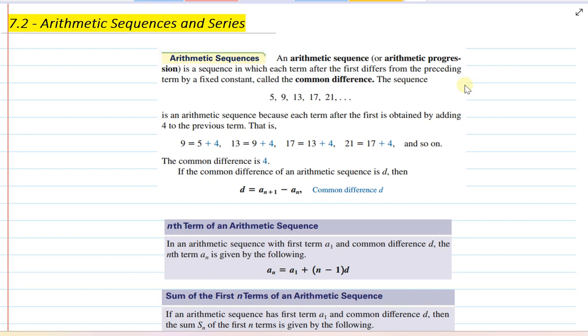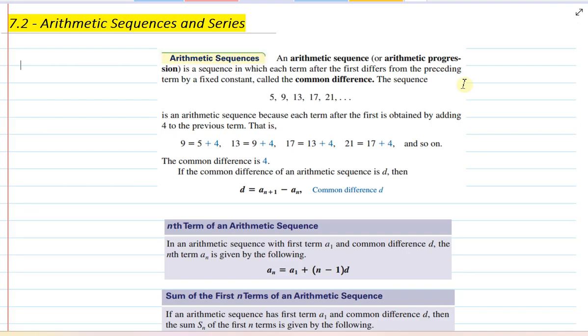Okay, now we are in section 7.2. In this section, we're going to take up the topic of arithmetic sequences and series. In the previous section, section 7.1, we introduced the idea of sequences and series. We mentioned a sequence is a function whose domain is the set of natural numbers. So now we're looking at arithmetic sequences and series. In other words, we're singling out a very specific kind of sequence, namely the arithmetic sequence.